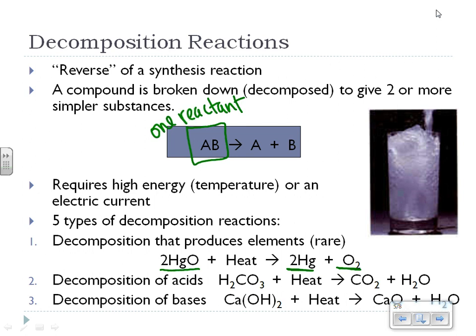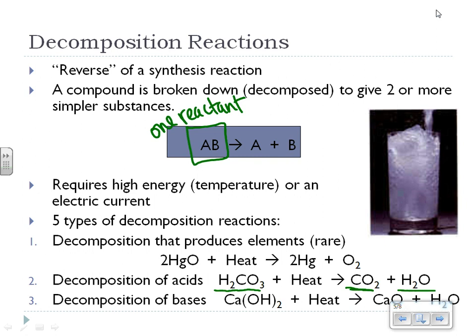And then I've got the decomposition of acids and bases. If you have a look, I've given you an example of an acid, carbonic acid. If I add heat to that, I make my non-metal oxide and water, the exact opposite of my synthesis reaction.